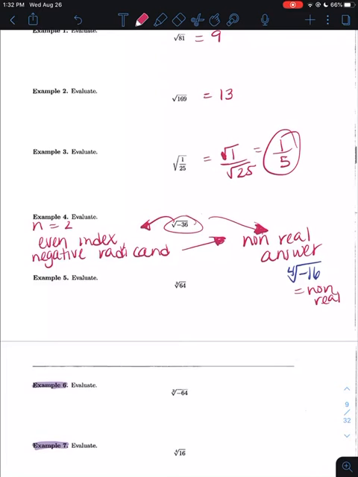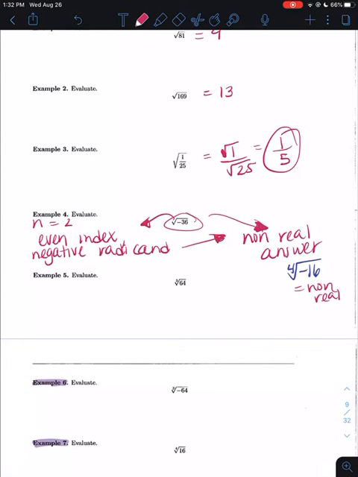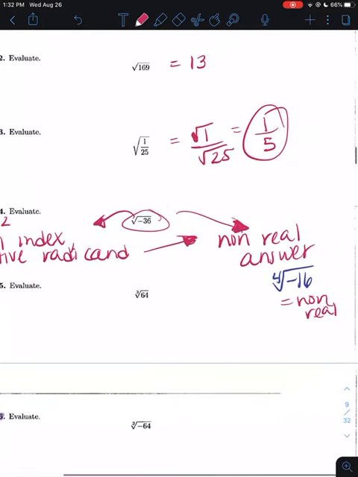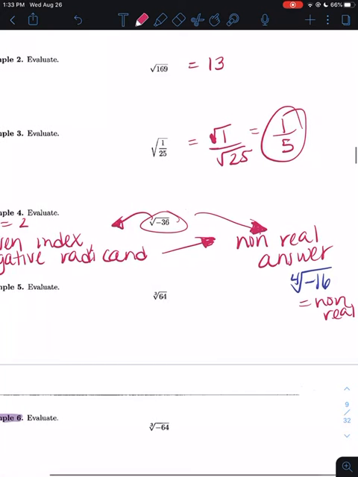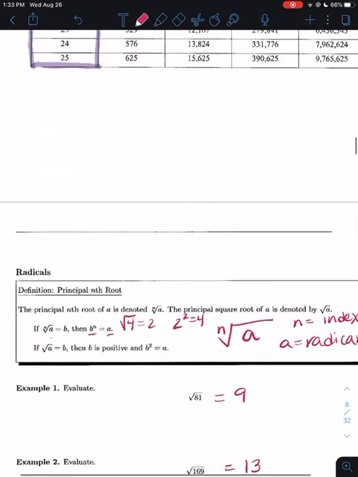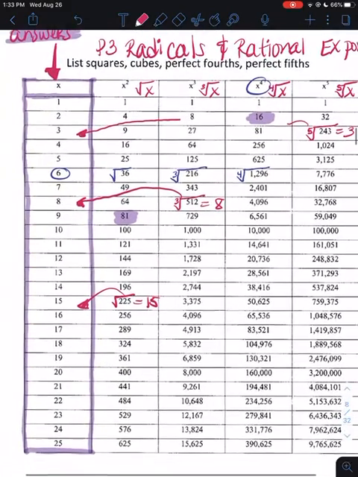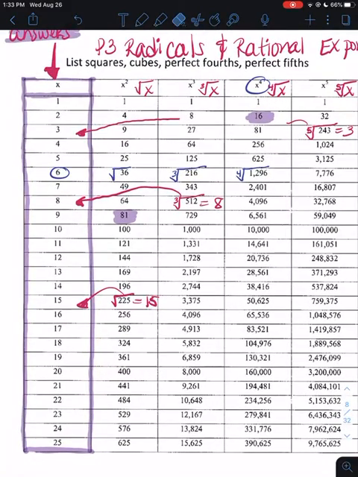Now, let's talk about something like the cube root. So here I have the cube root of 64. If I go to my table, I'm going to look in the x to the third power column to see if I see the number 64. Here's my 64. Well, the cube root of 64, the answer in this column is 4. All right, so the cube root of 64 equals 4.